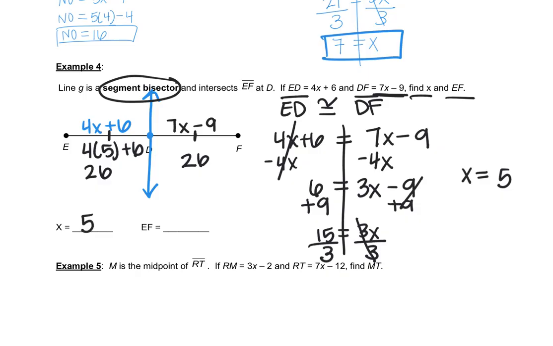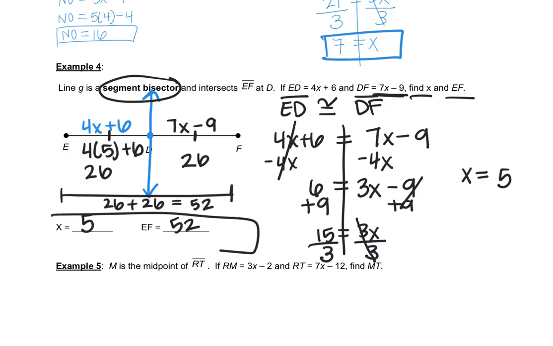So 26 is here. That means the other one is 26. I cared about the whole part from here to here, so I'm going to do 26 plus 26. When I use my calculator, I should get 52. So E to F is 52. These are my answers.